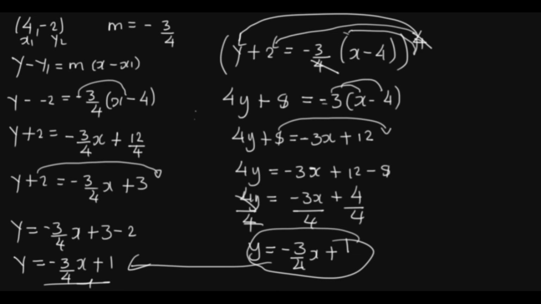Okay, let's have another one where the line passes through a point. So let's find the equation that passes through the point negative 10, 5 and the origin.